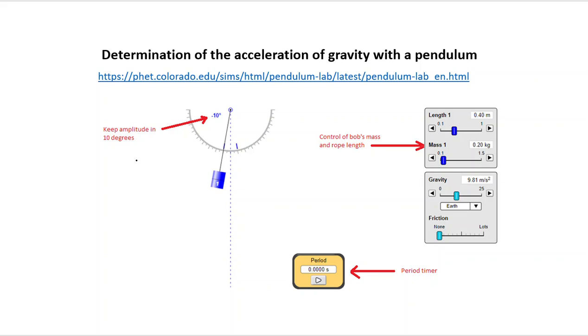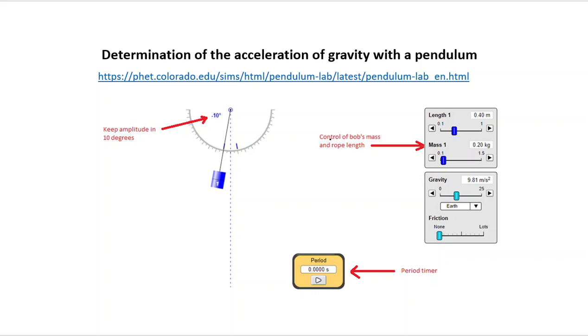We're going to be using the simulation that you see there below. Well, in this case we have a pendulum. In the simulation you can just control the amplitude. In this case we're going to use an amplitude of 10 degrees. You have these other controls here on the right part of the panel.